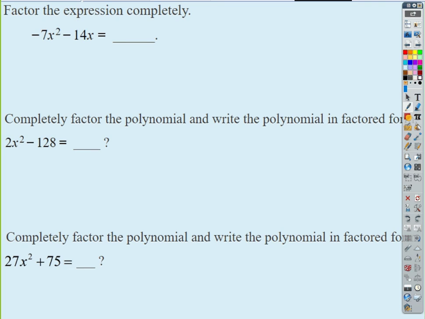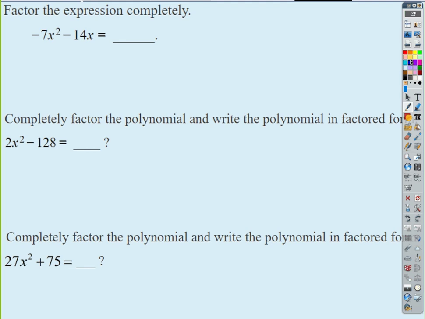Okay, notice these all look similar, right? These are all binomials. They're quadratic expressions, right? They've got x squareds. Not equations, expressions. And we're going to try to rewrite these in factored form. We're going to factor them, okay? They look similar, but they're all a little bit different. The top one's probably the easiest.